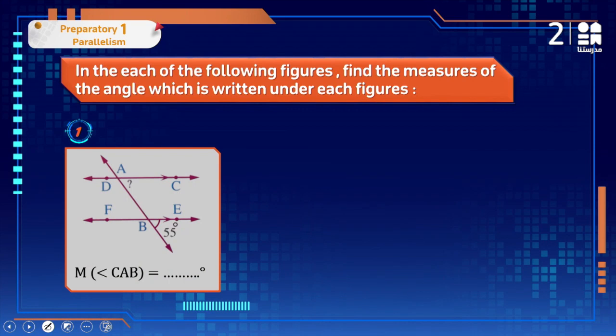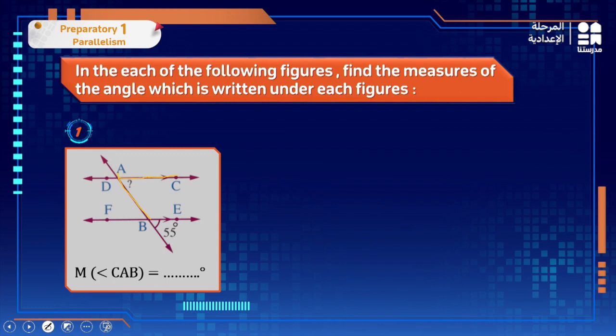Question 1. We have two parallel lines. CD is parallel to EF. Find the measurement of angle CAB. Let's point to it. CAB. The first one is 55. EB is given, which is 55 degrees. How can we find the second one?